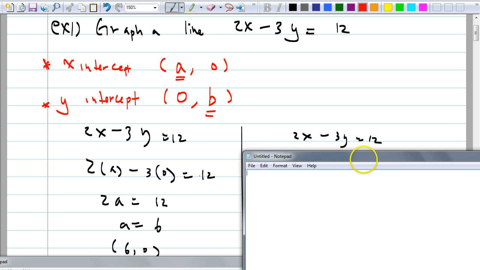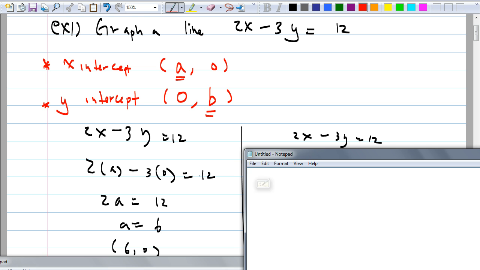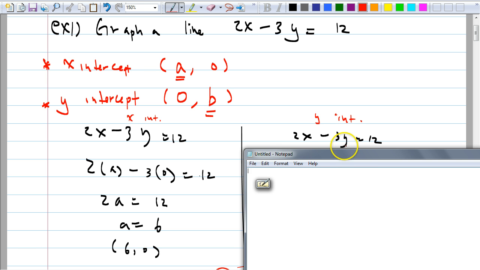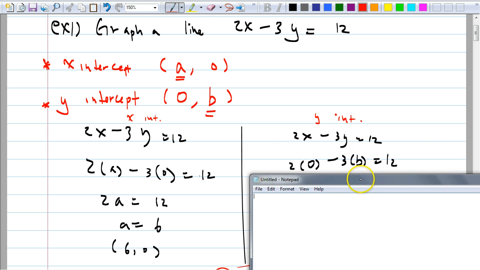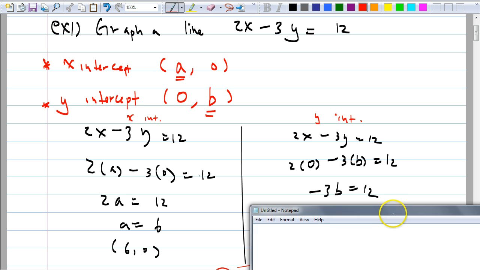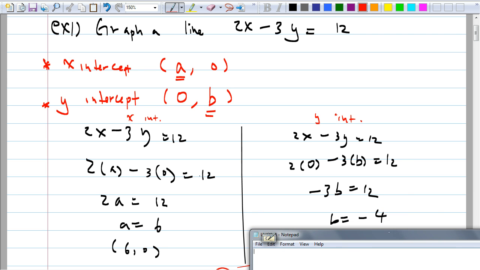Do the same thing for the y-intercept here. Go ahead, everybody try. I'll wait. So, who can tell me what we do here? What do we plug in for x for the y-intercept? Good. What about for y? b. Because remember, that's the letter that we use for the y-intercept. And of course, you get 0 minus 3b equals 12.